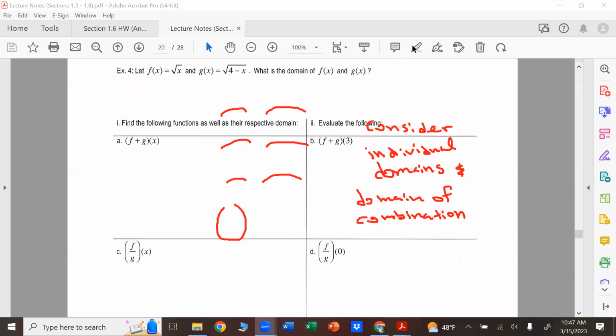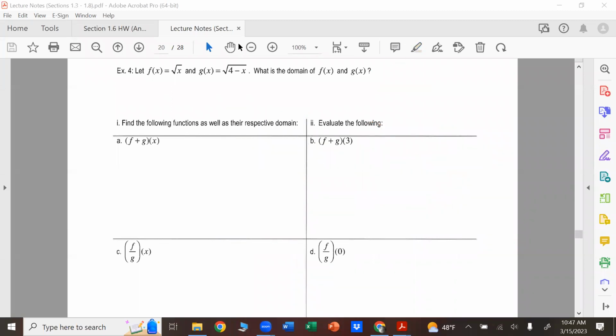Okay. So here we have 2 radicals. So those are going to have restrictions each. So for f of x, obviously x has to be bigger than or equal to 0. For g of x, of course, 4 minus x has to be bigger than or equal to 0. Or in interval notation, bracket 0 to infinity.